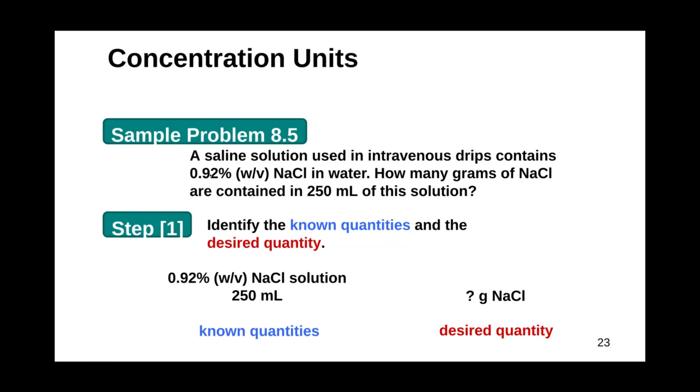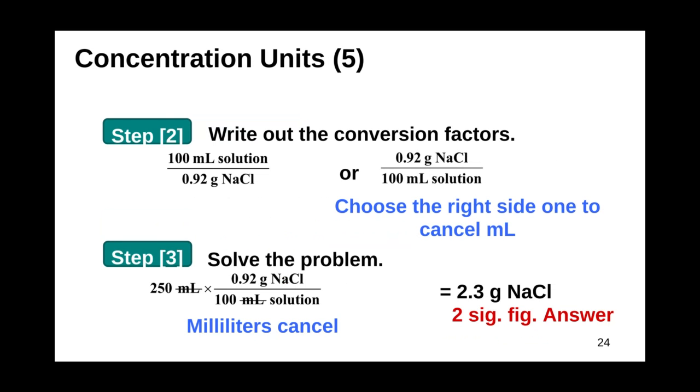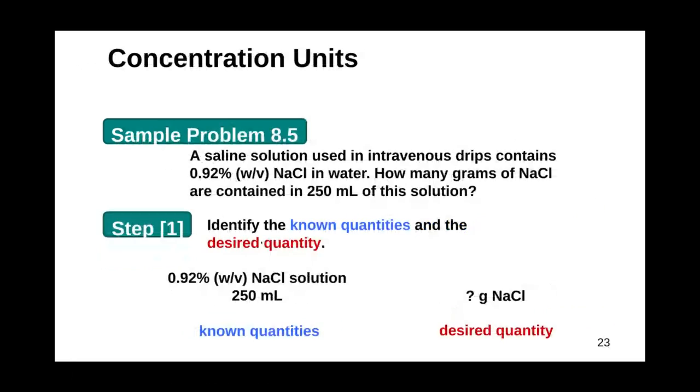So you can easily go from this 0.92% to grams just by simply using 0.92 as your grams, because it's always divided by 100. So just as a note, and so this is what we get. We choose a conversion factor based upon that equation, we solve the problem, and we get 2.3 grams of sodium chloride in our 250 milliliter solution.